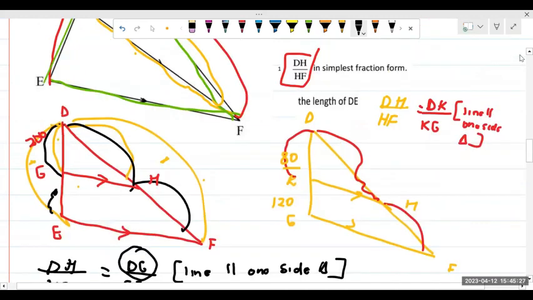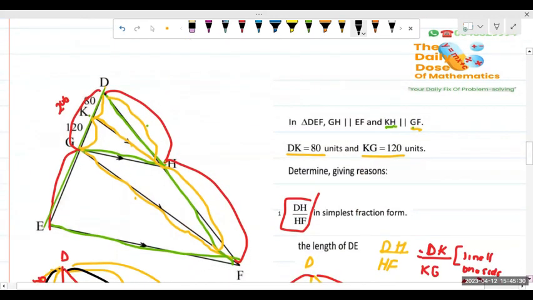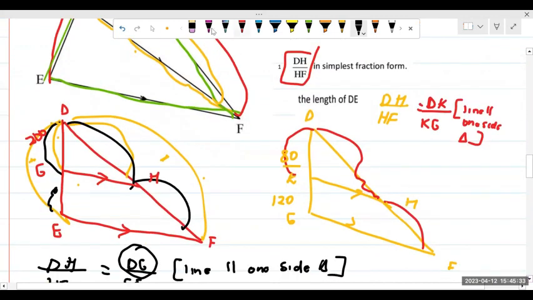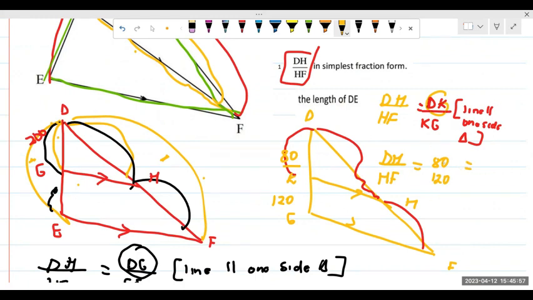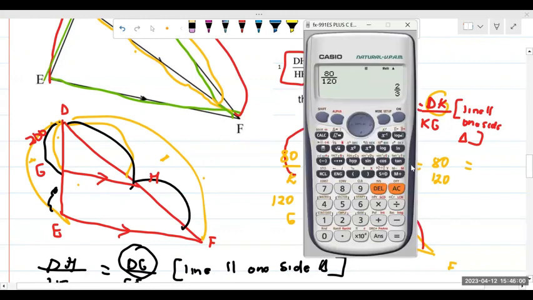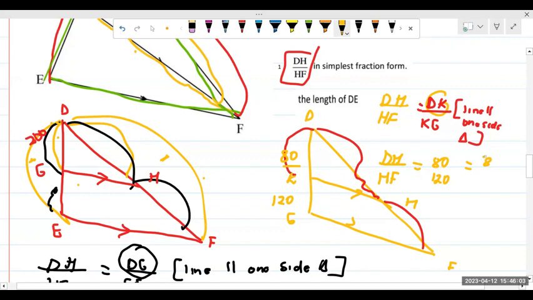Let me go and check the other one, because I have two options. I'm going to use both options and then choose the one best suited for this situation. So what else do I have here? Another way I can write this thing is DH all over HF. And I know what DK is. Come and check what DK is here. 8. So this is 8. Do I know what KG is? What is KG? 108. And then the simplest way I can write this, if I simplify it with my calculator, is 2 over 3.